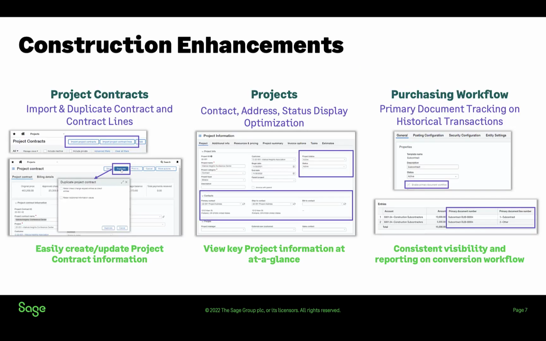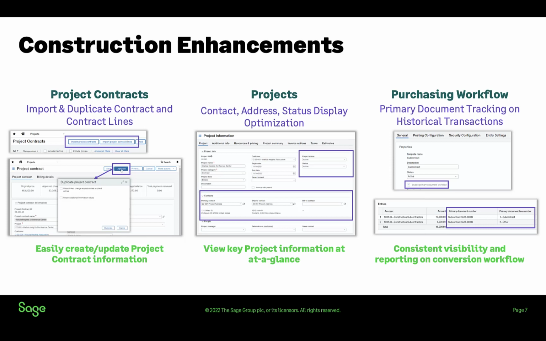With 2022 Release 3, we've made several enhancements for construction customers. Import and duplicate contract and contract lines functionality makes it easier to create and update project contract information. The project screen has been optimized to show project contacts, addresses, and status information on the main Projects tab, so you can view key information at a glance.